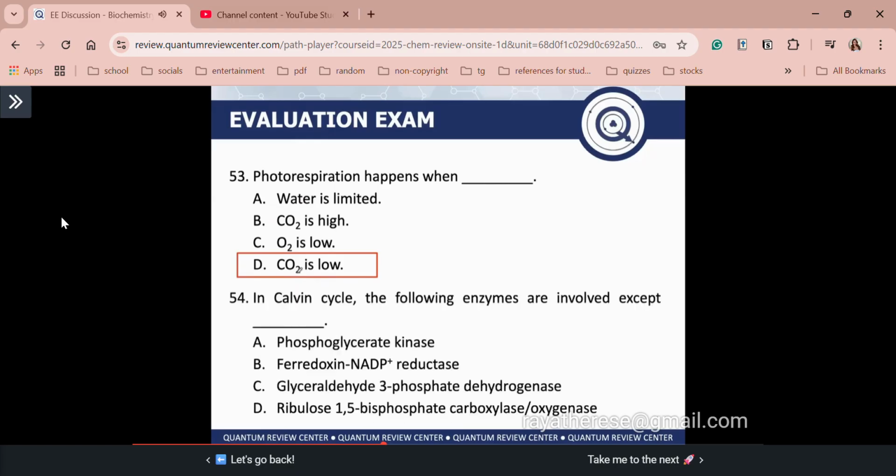In the Calvin cycle, the following enzymes are involved except blank. A. Phosphoglycerate kinase. Yes po. It catalyzes the phosphorylation of phosphoglycerate. Okay? Letter B. Ferredoxin NADP plus reductase. Sir, it seems like it's in the light reactions to generate your NADPH. Yes po. Okay? So again, letter B is actually our correct answer. But let's check the remaining two choices. Glyceraldehyde phosphate dehydrogenase. Yes, that's in your Calvin cycle in order to generate our initiator molecule, ribulose 1,5-bisphosphate. And lastly, of course, Rubisco, the first enzyme that catalyzes the first reaction, the carbon fixation reaction. Okay, for number 54, sorry, the answer is letter B, ferredoxin NADP plus reductase.